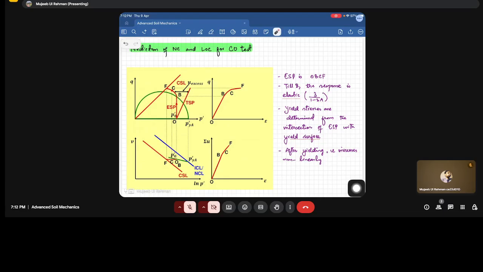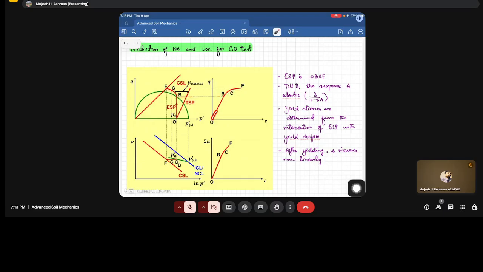Now, once it crosses this B state, it will reach the critical state by softening. Sorry, it's not softening. It will reach the critical state by hardening. So it will reach the critical state. Now for this part, from B to C, we can see how the stress-strain response lies.